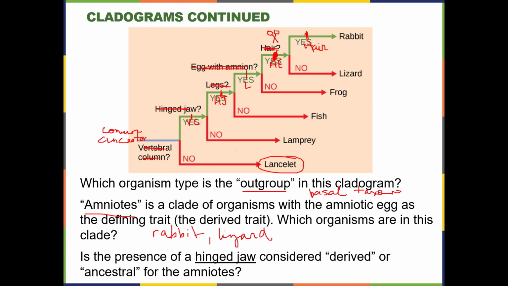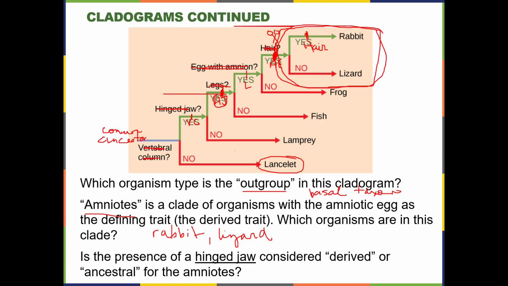Okay. Another question. Is the presence of a hinged jaw, so remember, hinged jaw is right here, derived or ancestral for the amniotes? Remember the amniotes are this group here. And remember the trait that is the defining trait of the amniotes is the amniotic egg. Usually the name of the clade is almost the same as the name of the derived trait. So is the hinged jaw derived or ancestral with reference to this group?